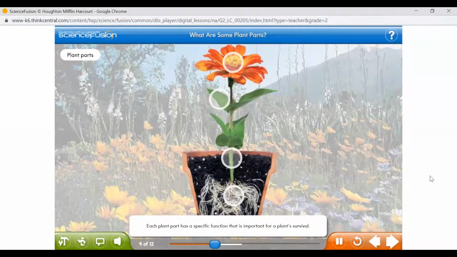Each plant part has a specific function that is important for a plant's survival. Click on the highlighted areas to find out more.